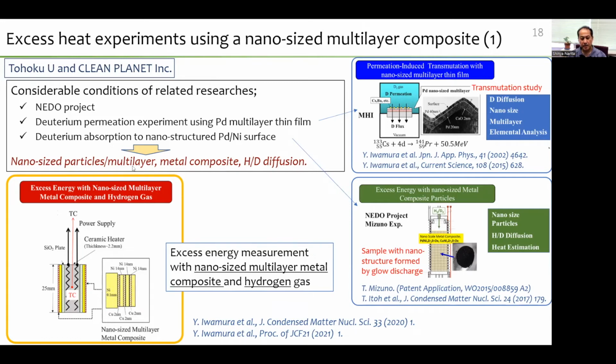So from these studies, nano-sized particle material or metal composite and hydrogen or deuterium diffusion are the key for the reaction. Considering these conditions, the Tokyo University Group has now designed a new experiment: excess energy measurement with nano-sized material, metal composite, and hydrogen gas.